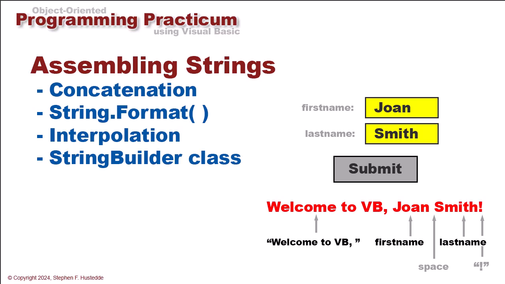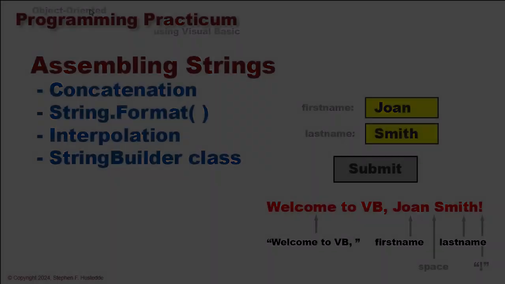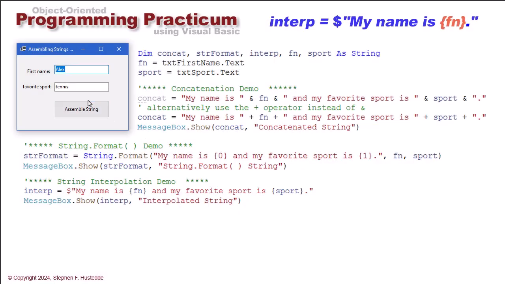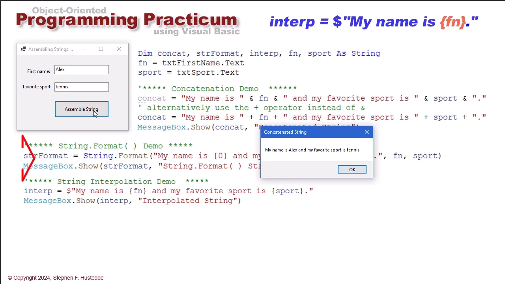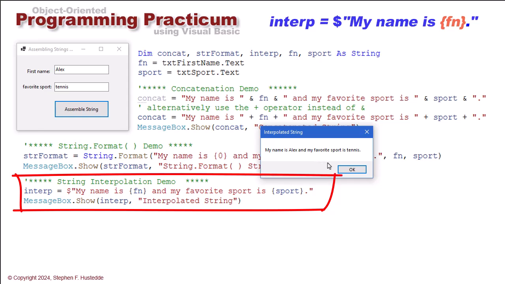Though I've used concatenation for decades, it's still firmly entrenched in me, and so you will see me still do things with concatenation. Here's our same project. Enter the first name and favorite sport. Click Assemble String. We see a message box in the concatenated string we looked at 2 videos ago. Then the message box using the string.format from the last lesson. And here then is our interpolated string with the prompt generated through interpolation, the exact same prompt in all 3.